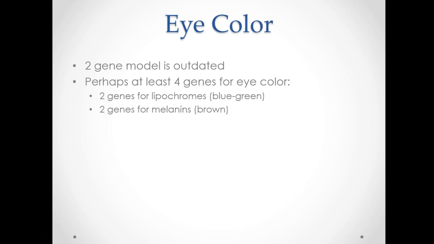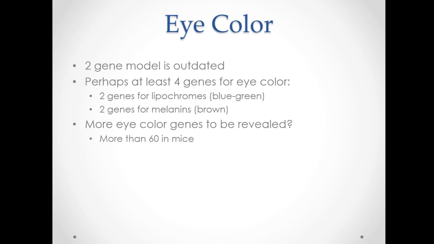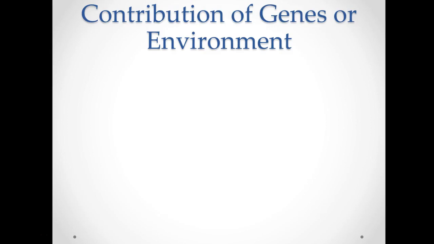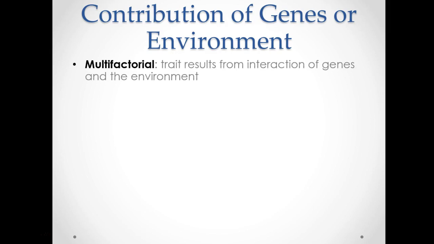And the reason is this. Not all blue-eyed people have the same shade of blue, right? There are a whole host of shades of blue eyes. Same thing with brown eyes, same thing with green eyes. So to say that there's just these 2 genes is a really outdated model. We could find more genes. There are 60 eye color genes in mice. So that tells us that there potentially could be a lot more genes at play here. We just haven't identified them yet.